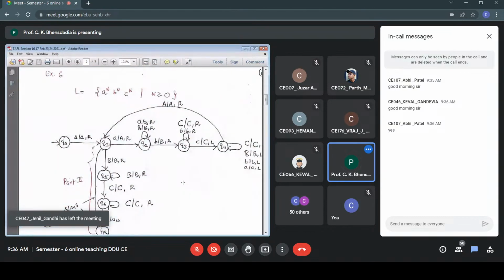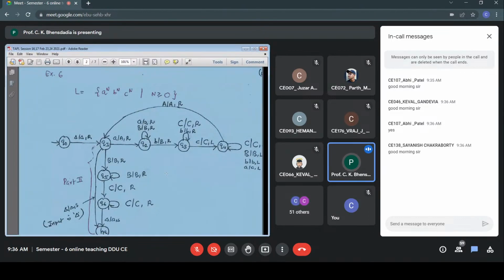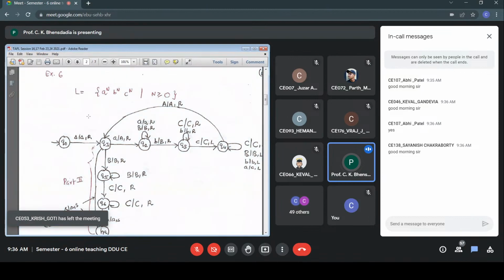Okay. So we continue with Turing machines. The last example was a raised to n, b raised to n, c raised to n, n greater than or equal to 0. So here, just revisit what we did in the last lecture.